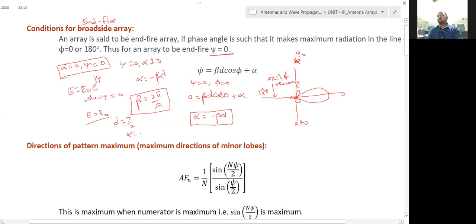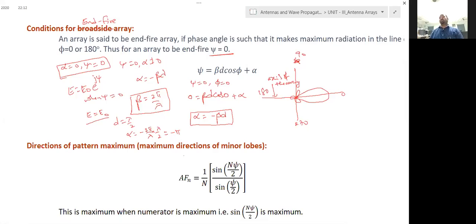Alpha is equal to minus 2 pi by lambda into lambda by 2, and this is equal to minus pi. Alpha is equal to minus pi, minus 180 degrees. That means the phase, in the end-fire case, is equal amplitude, out of phase. So, out of phase by 180 degrees.